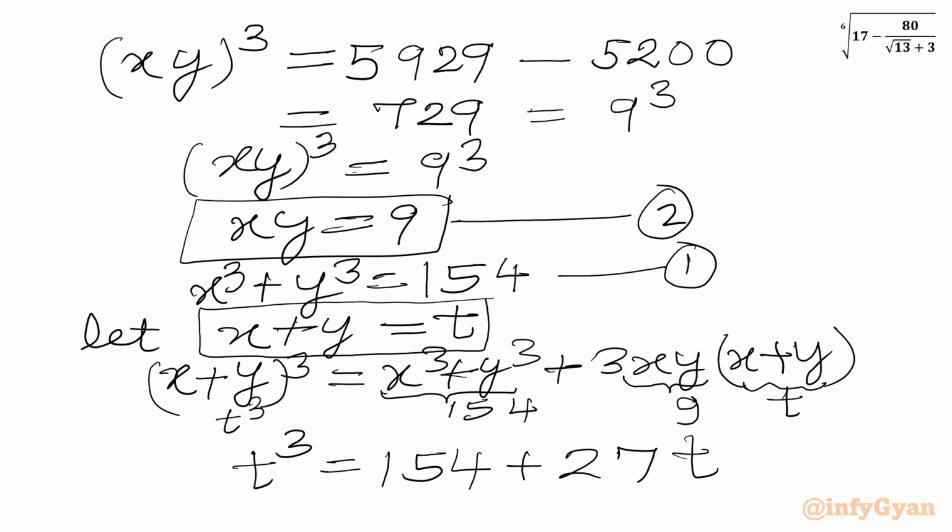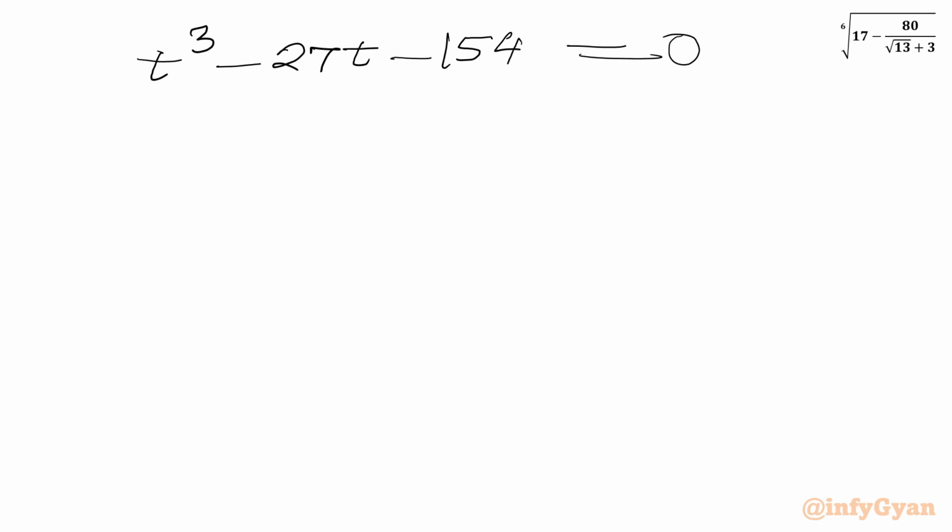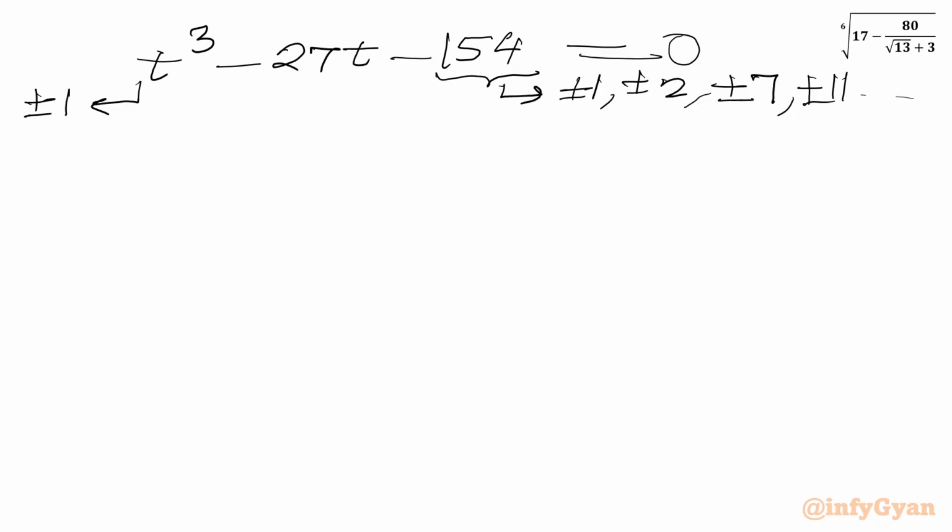Let's solve this cubic equation. Take all the terms to one side first. So I can write t cube minus 27t minus 154 equal to 0. Now I will find factors of 154. So plus minus 1, plus minus 2, plus minus 7, plus minus 11, and so on. Leading coefficient is 1, so we'll write only plus minus 1.